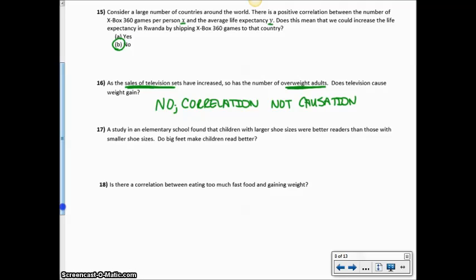17. A study in an elementary school found that children with larger shoe size were better readers than those with smaller shoe sizes. So do big feet make children read better? Well, they might have a larger shoe size because they're older, and they might have more vocabulary because they're older. But because they have larger feet, is that going to make them read? Will somebody that has a size 9 have the same reading ability as someone else who has a size 9? No. So this is, again, correlation, not causation.